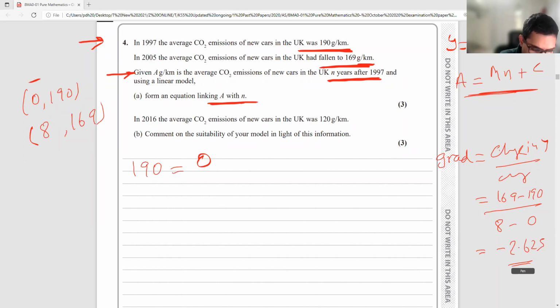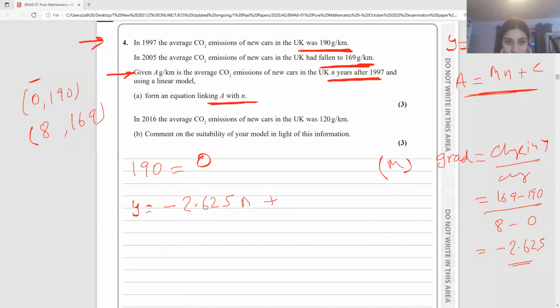So we have the gradient, minus 2.625. You write down gradient or m, whichever word you like, as minus 2.625. And then we write y equals mx, which is minus 2.625, and we said we are going to use n plus c. What is c going to be for this question? How can we find out c, guys? Sarah, you want to tell us how we can find out c?